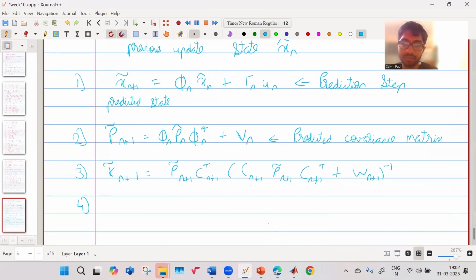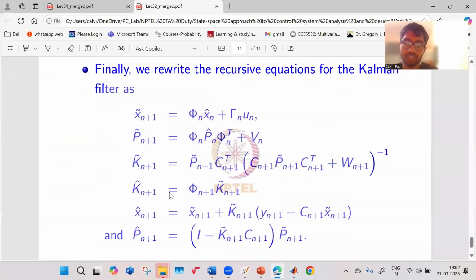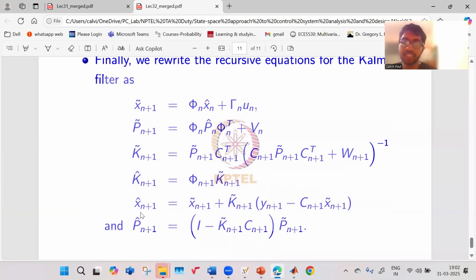In the fourth step, this we are not considering. I don't know why these equations are there, but this is not used anywhere else. Because K hat n plus 1, which is found through this, is not being used anywhere else. I don't know why Sir has put it. So we will ignore this fourth equation and go directly to the next equation.